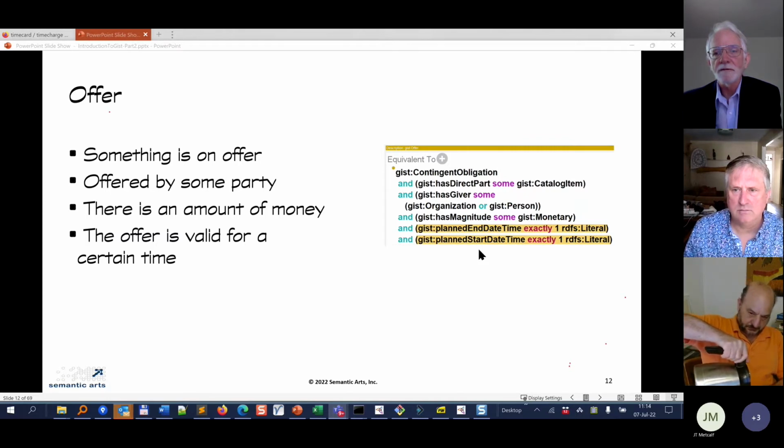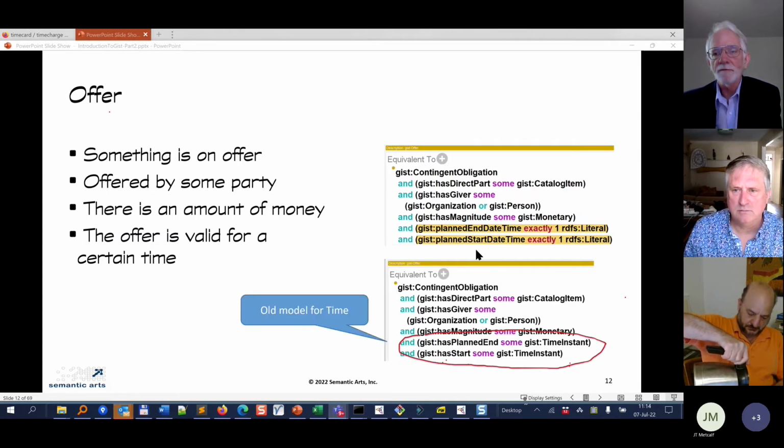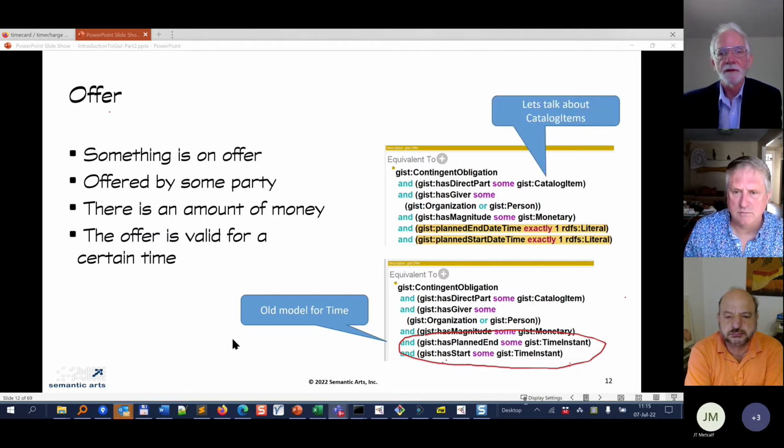Now for those of you who are familiar with using the other form of time instant, everything is the same on this second one here, which is the prior way of modeling time. Instead of saying planned end time, exactly one RDFS literal, and planned start time and start date time, we simply have planned end pointing to a time instant or has start pointing to a time instant. So that's how things have changed.